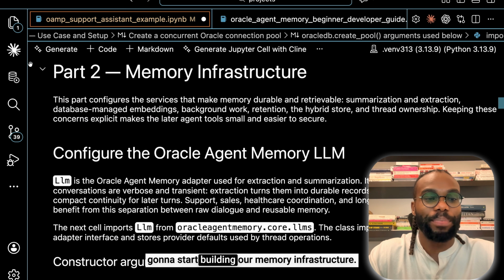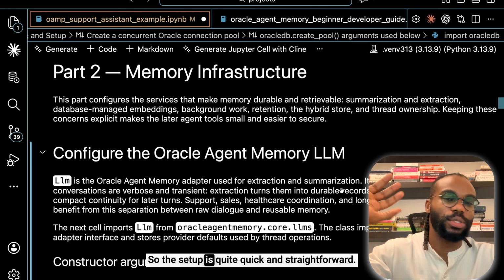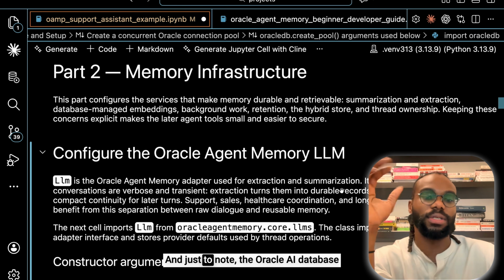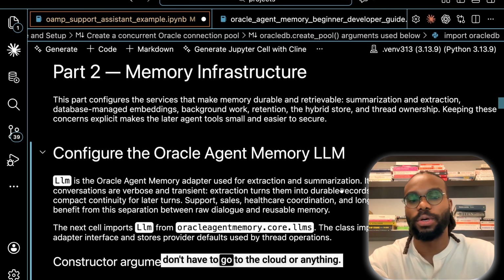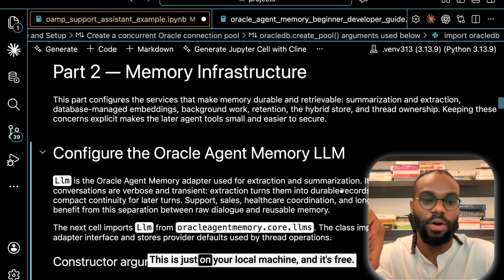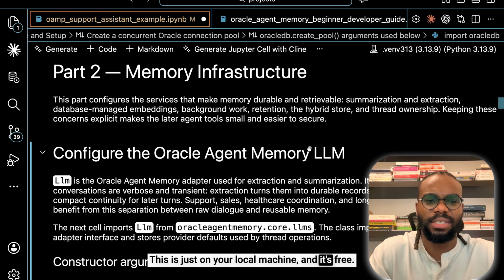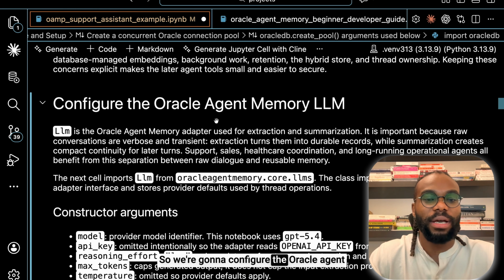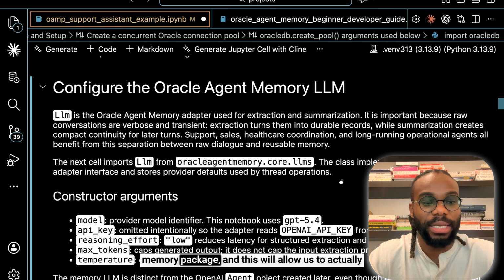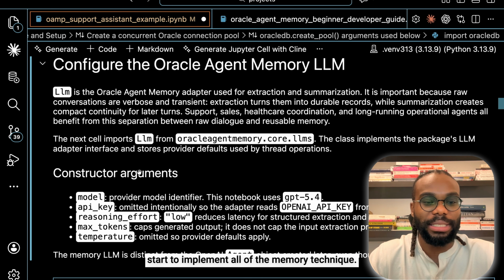Now we're going to start building our memory infrastructure. The setup is quite quick and straightforward. Just to note, the Oracle AI database will be living on your local machine, so you don't have to go to the cloud or anything. It's just on your local machine and it's free. We're going to look at the memory infrastructure here, configuring the Oracle agent memory package, and this will allow us to start implementing all of the memory techniques.